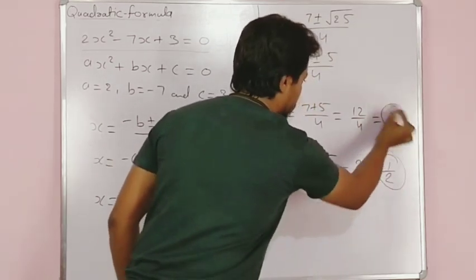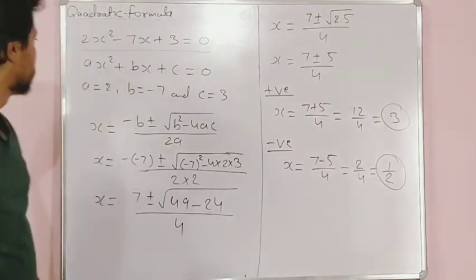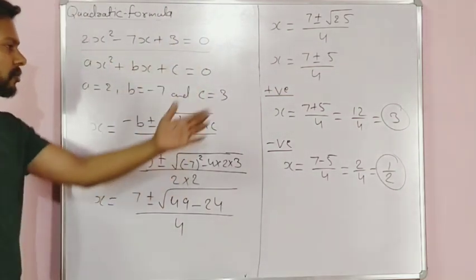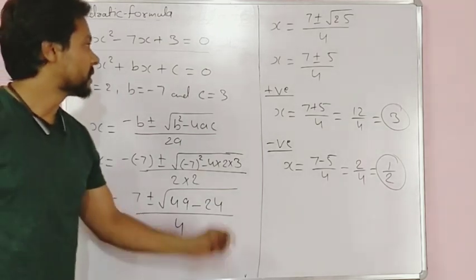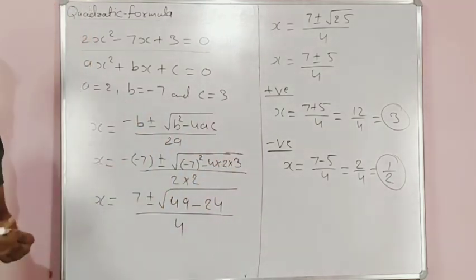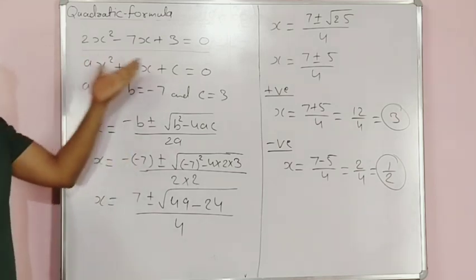So 1/2 and 3. We got our two roots of this quadratic equation. The same roots we got by the completing the square method in the previous video. So that's how we can use the quadratic formula to solve and find the roots of any quadratic equation.